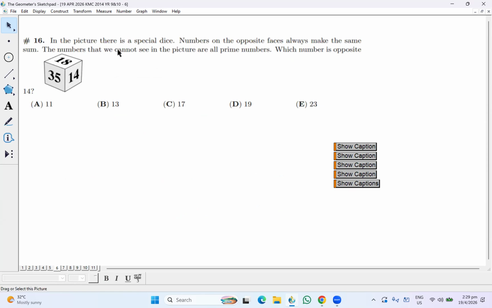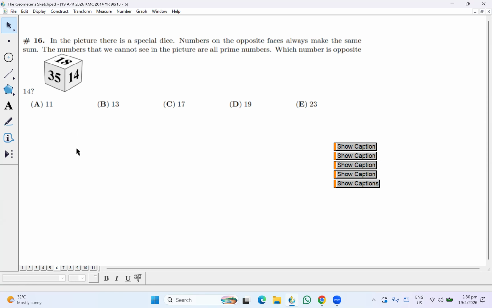In the picture, there is a special dice. Numbers on the opposite faces always make the same sum. Normally that's the case. Opposite faces add up to the same number. Numbers that we cannot see in the picture are all prime numbers. Which number is opposite to 14?